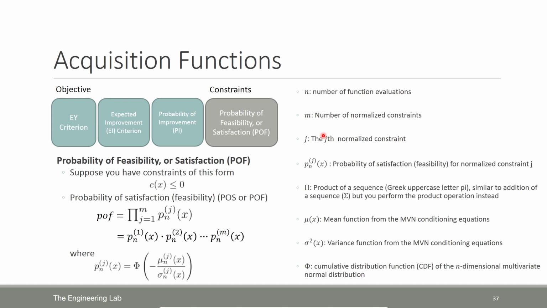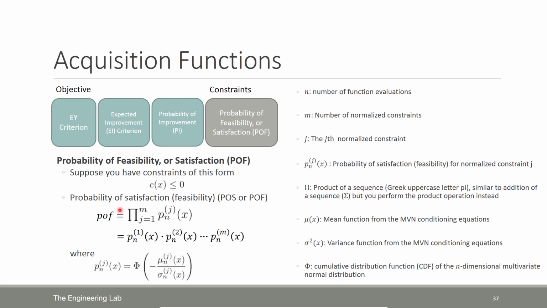Now here, how do we handle constraints? So when you have constraints, you're working with what's called the probability of feasibility, or sometimes satisfaction. Here, the abbreviation could be POF. Here, we're assuming that the constraint is of the form C of x is less than or equal to 0. Now, the acquisition function for this is going to be described as follows. Here, we're going to be taking the product of multiple POFs, if you will.